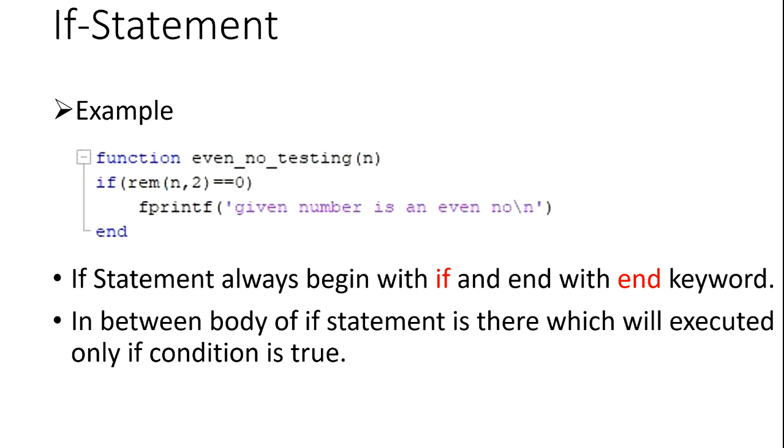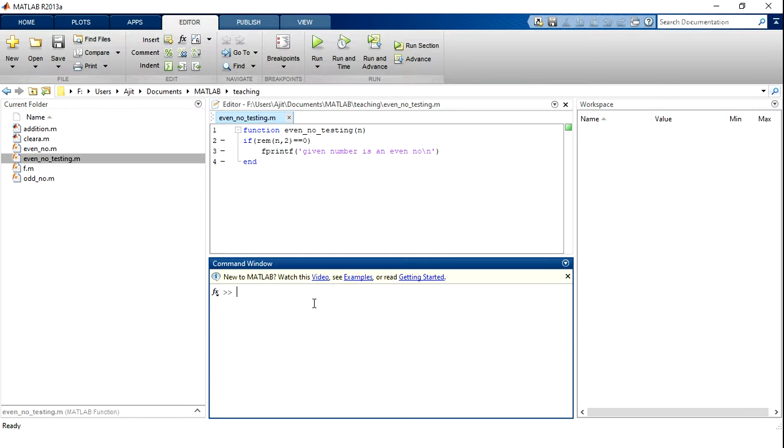Now let's see in MATLAB. So let's run the program. First let's try some false output. Let's say 9, and nothing. Again say 11, and still nothing. But let's type some even number, 18, and here you go.